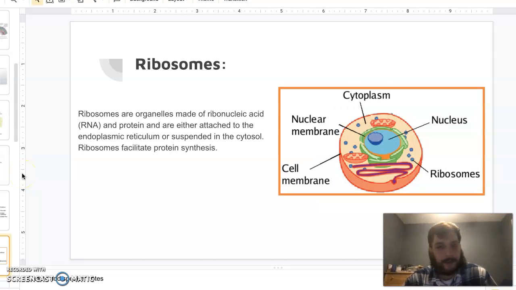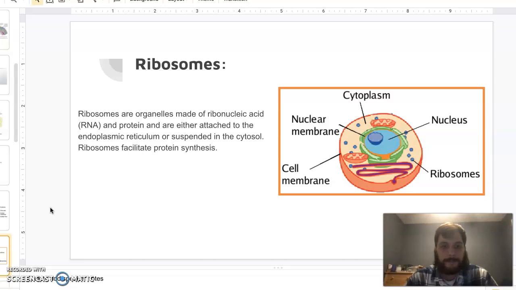So the next organelle we're going to go over is ribosomes, and we've talked about these earlier. Remember, the nucleolus within the nucleus produces these, or plays a role in producing these. Ribosomes are organelles made up of RNA and protein, and they're either attached to the endoplasmic reticulum or they're suspended in the cytosol. And both of those are other organelles that we're going to learn about in the upcoming slides.